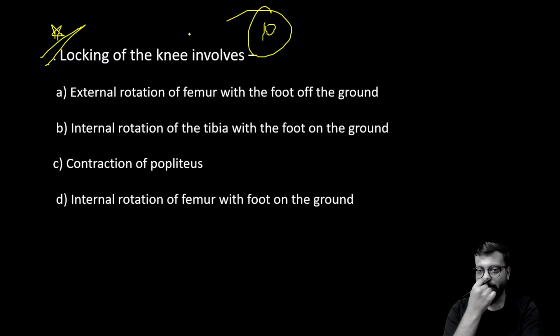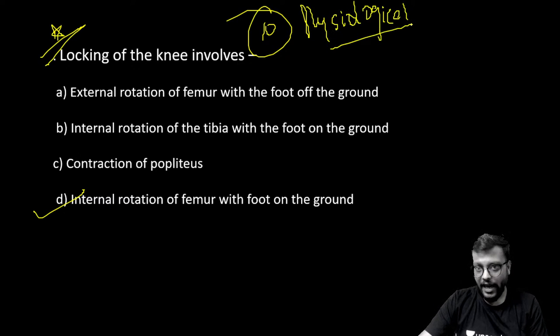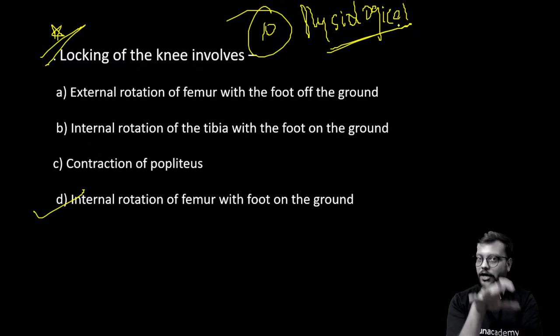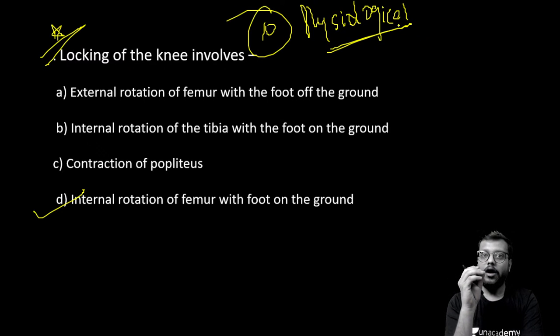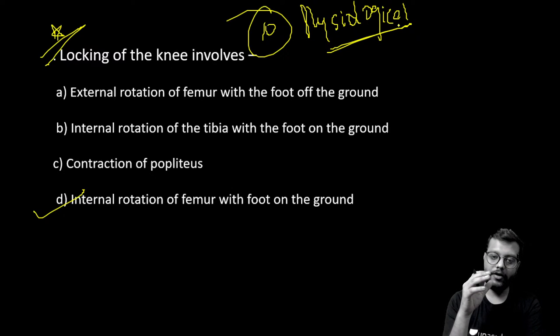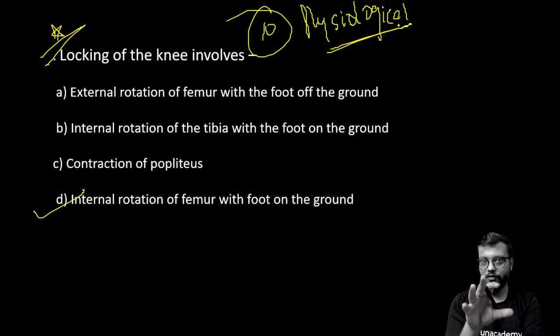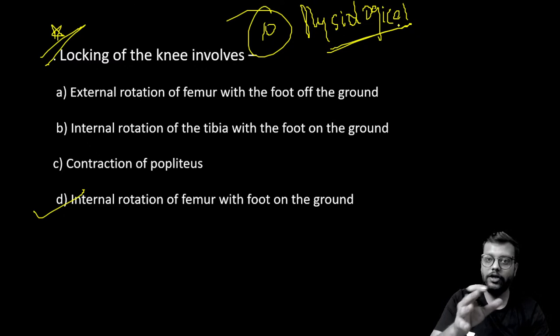Okay, so locking of the knee involves internal rotation of the femur with foot on the ground. So what is the work of physiological locking? Actually, when you stand on the ground for a very long time, with both lower limbs on the ground, to maintain that posture for a long time without too much sprain or strain on the muscles, God has developed a mechanism. When you stand, obviously your foot touches the ground, and as soon as it does, your tibia gets fixed. So your tibia is fixed and on long standing there will be internal rotation of the femur, meaning the femur also gets fixed in your knee joint towards the medial side.